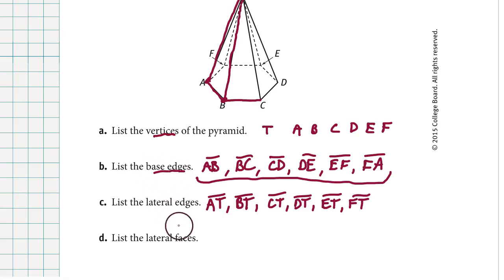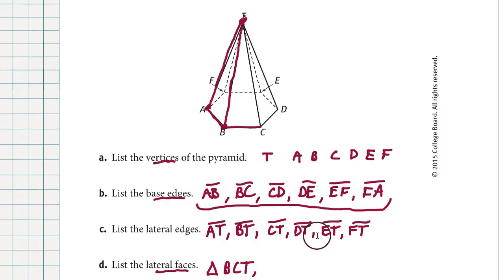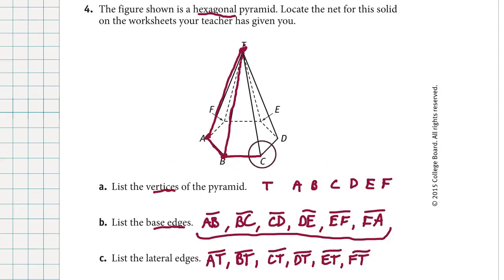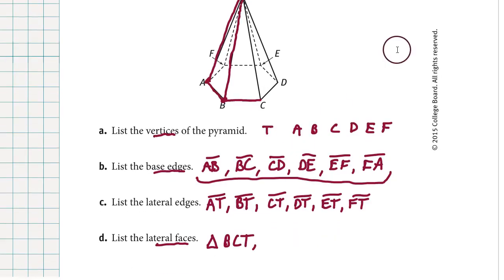Next, question D. List the lateral faces. This pyramid has 7 faces. The bottom is the base, and it's a hexagon. But what are all the lateral faces? All of the sides of the pyramid? They are triangles. So when you name them, you would name them as triangles. For example, triangle BCT. In the way that this pyramid is drawn on paper, triangle BCT is the front face, the one that is closest to our bodies.